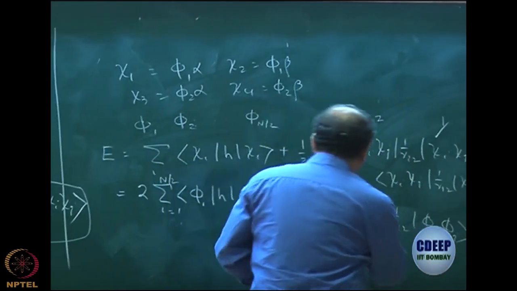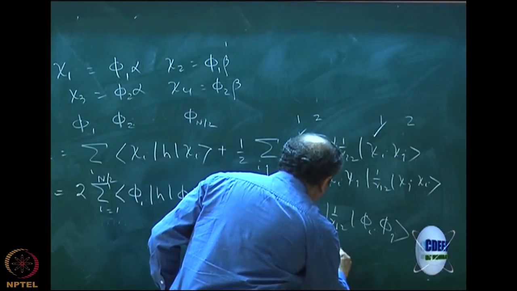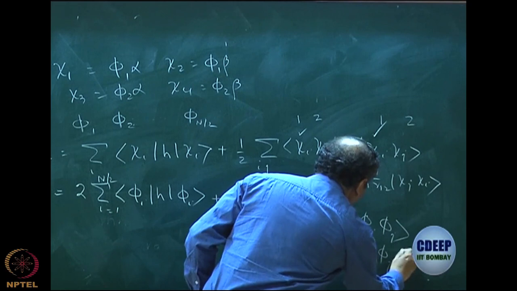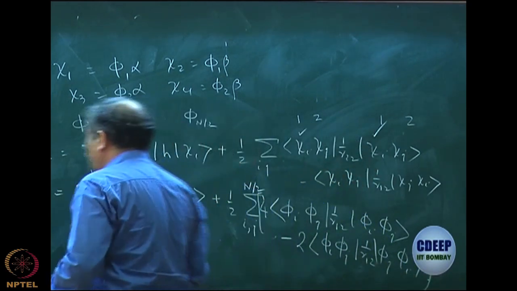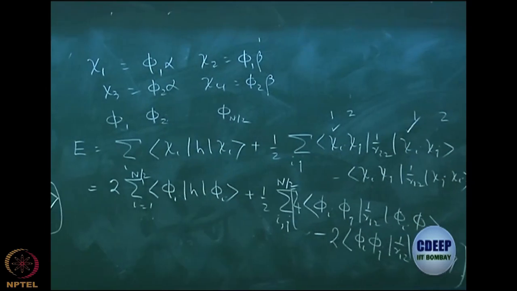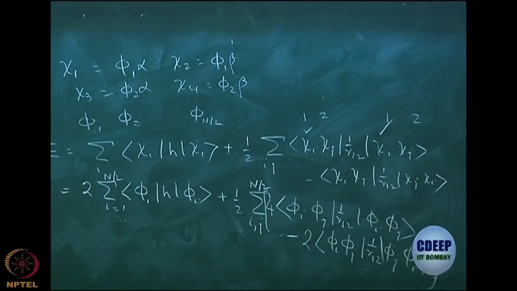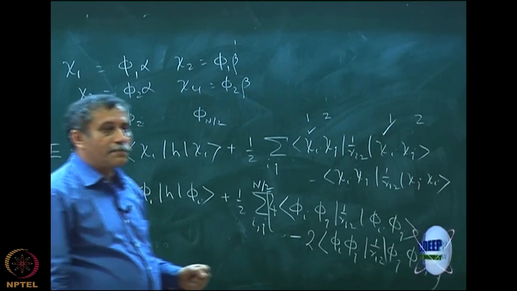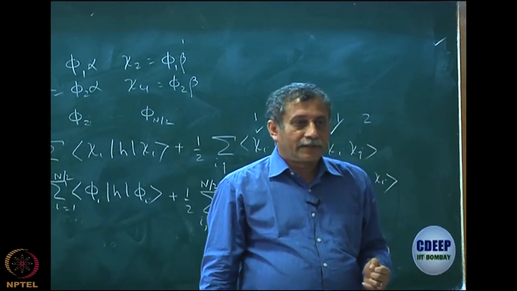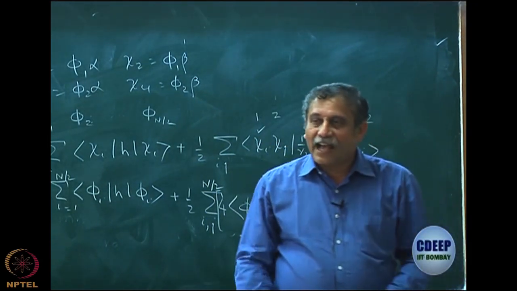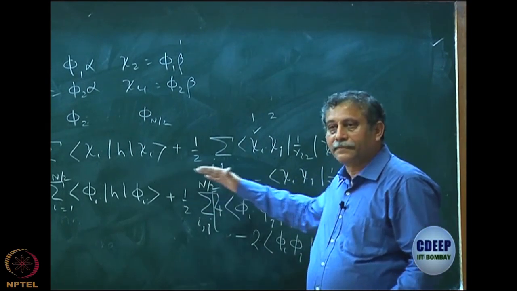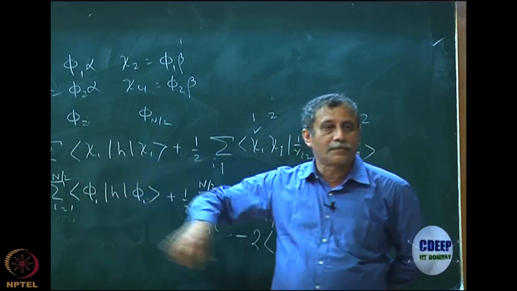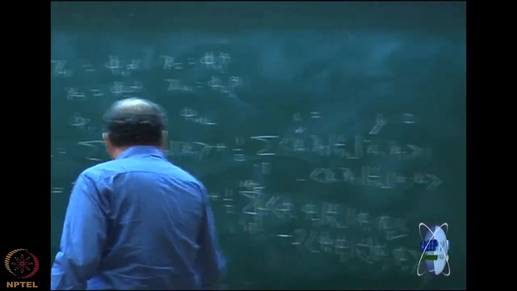So only twice this exchange term will survive, giving you phi I phi j 1 by r12 phi j phi I. So in terms of spatial orbitals, this will be my final expression. It's very, very easy to do. This procedure of deriving this expression from this expression is what is called spin integration. I hope it is clear what spin integration is, that I have integrated only the spin variables. And once I have integrated the spin variables, the spin orbital expression becomes an expression in terms of spatial orbitals. Is it clear?